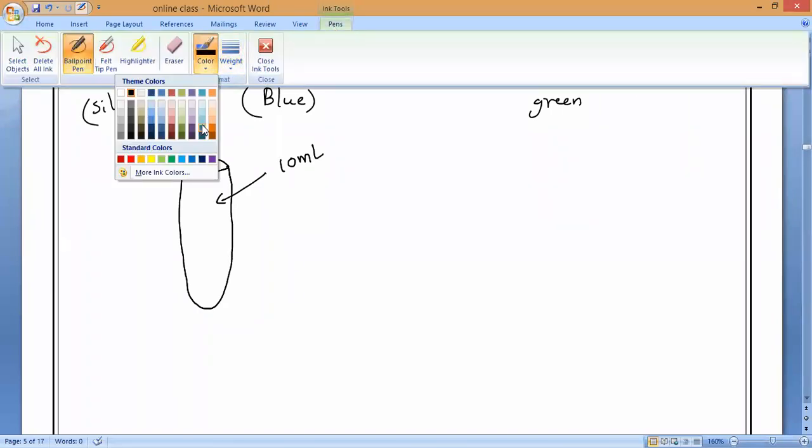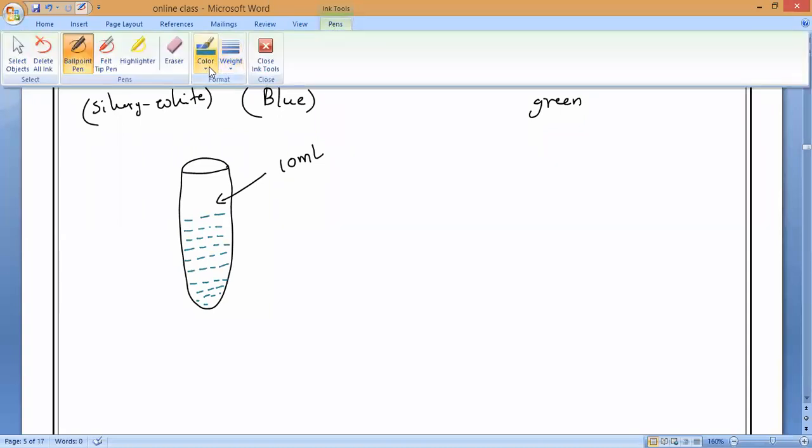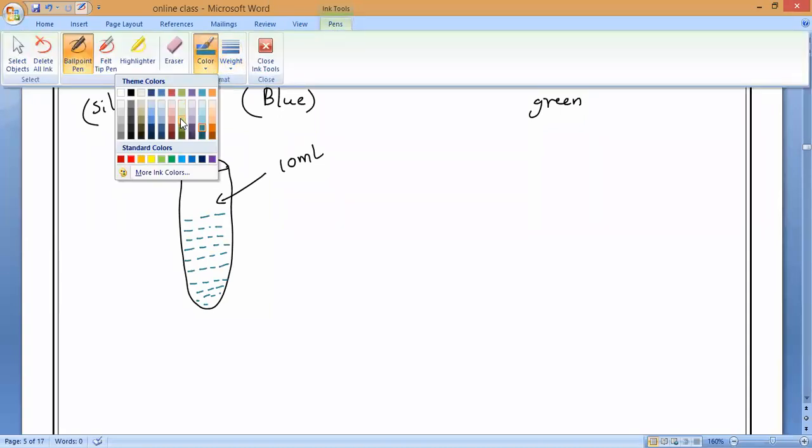10 ml of copper sulfate. So what is the color of copper sulfate? Blue color. Okay. So copper sulfate I have taken. Now I will take an iron nail and I will drop the iron nail inside.